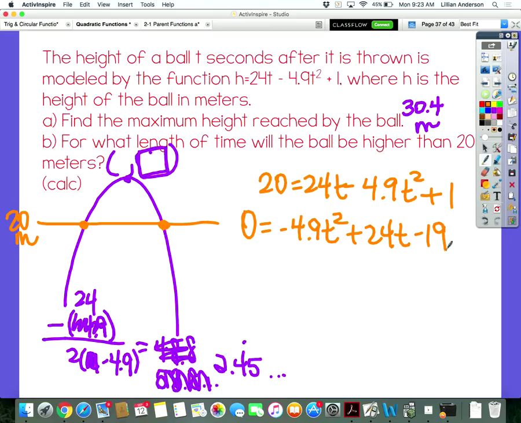I'm going to rewrite it. So now we use the quadratic formula to find time. I want you guys to do that right now. I want you guys to use the quadratic formula and find the time the ball is higher than 20 meters. You're going to have 2 solutions, as you can see. You have to figure out what those 2 values are.